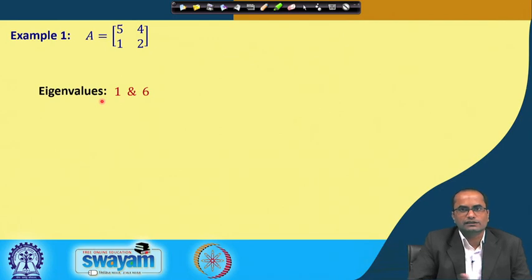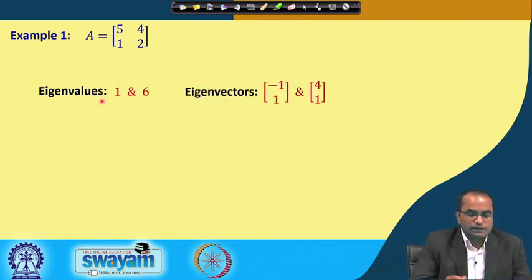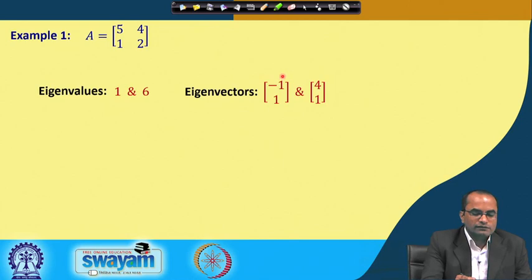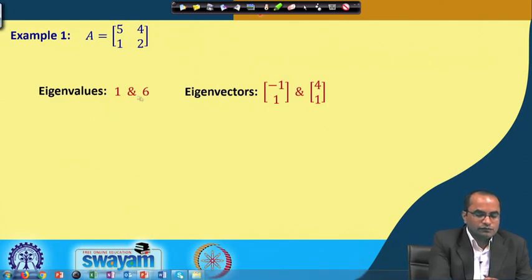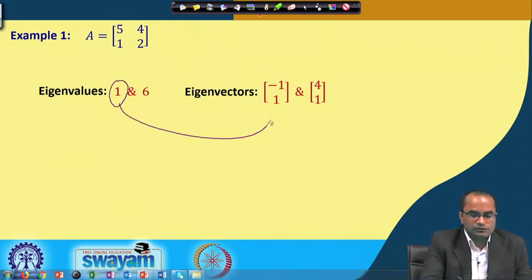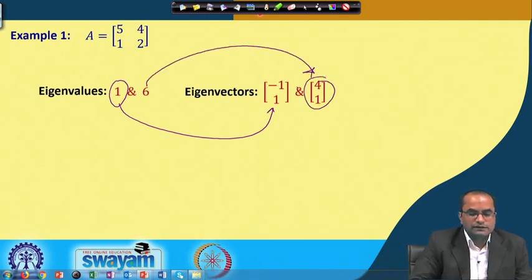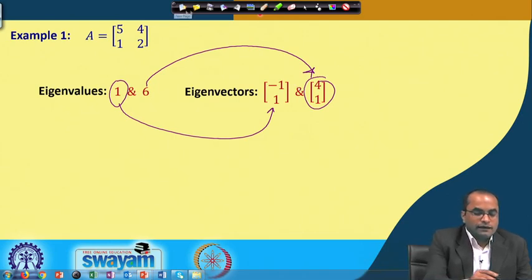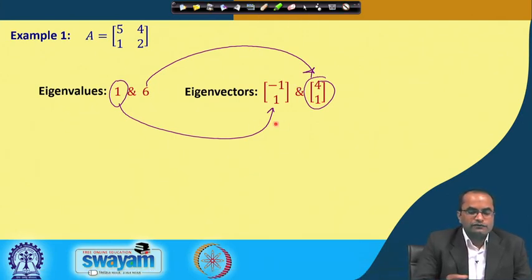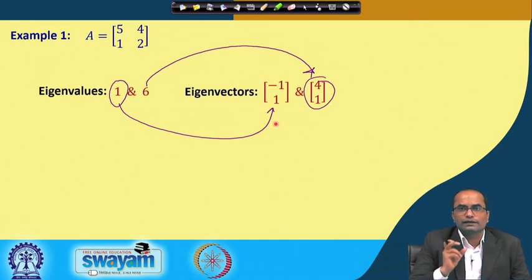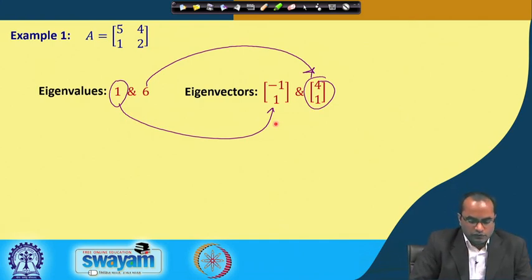So, we will get 2 linearly independent eigenvectors, and then we can diagonalize this matrix. Here the eigenvectors corresponding to 1 will be coming as (-1, 1), and corresponding to 6 we will get (4, 1). Now, once we have the eigenvectors, we can formulate this model matrix which we call P.